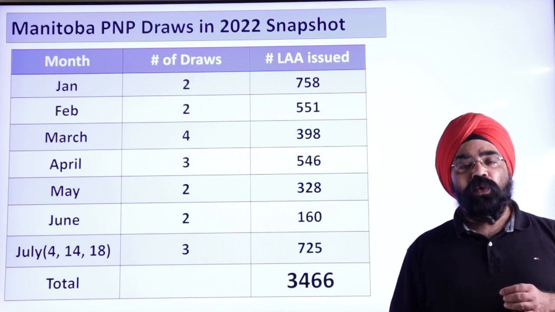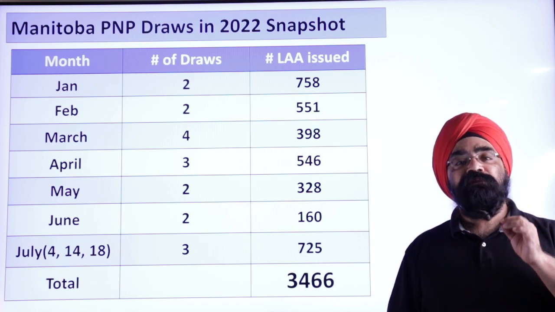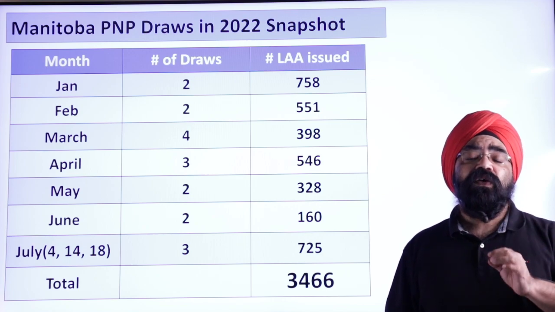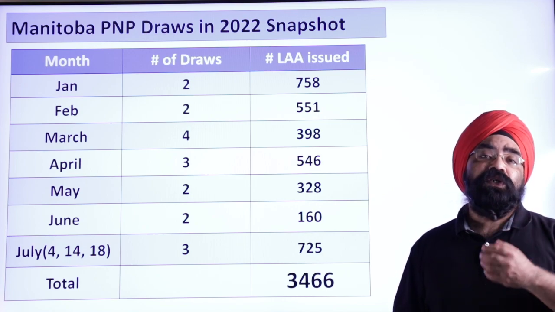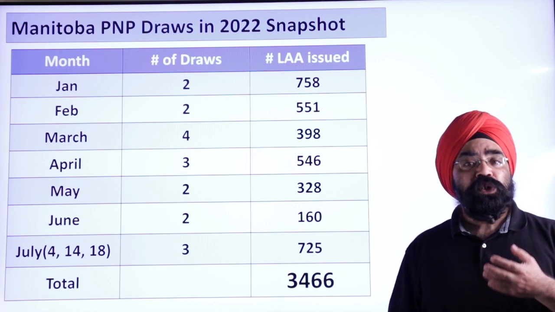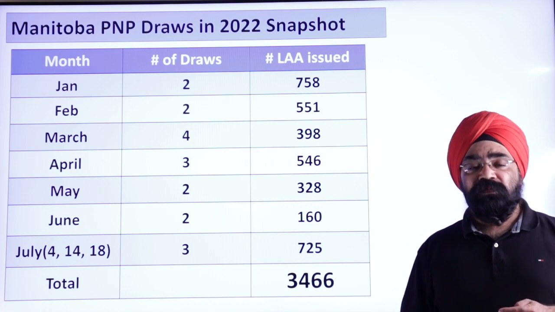If you see the total, Manitoba so far has issued 3,466 letters of advice to apply. This is so much of a number they are generating, and I'm sure they will reach something like 7,000 or 8,000 by the end of the year.